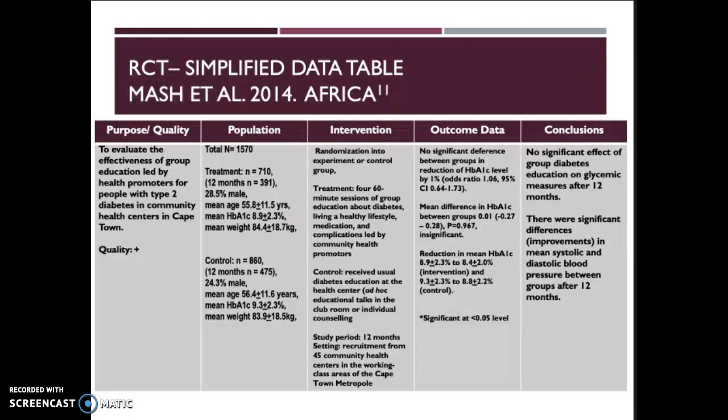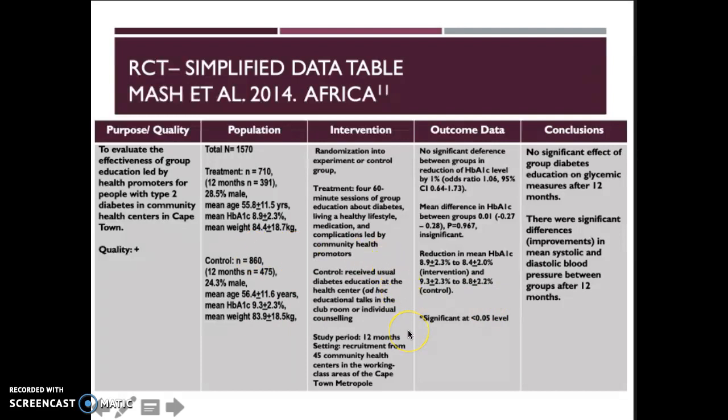The outcome data indicated a mean difference in hemoglobin A1C between the groups that was insignificant, and the reduction in mean hemoglobin A1C was from 8.9 plus or minus 2% to 8.4 plus or minus 2% from the intervention group. The authors then found that there was no significant effect of group diabetes education on glycemic measures after the 12-month study period.